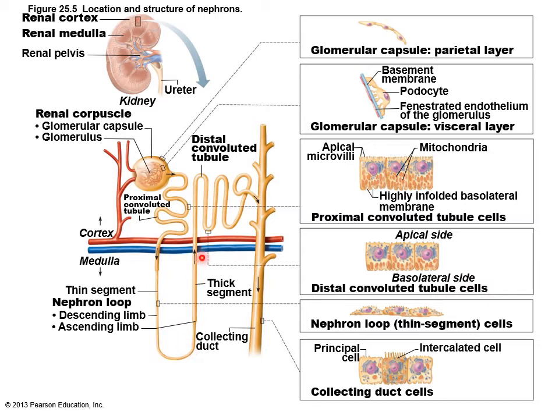This is the ascending loop of Henle. And then you have the distal convoluted tubule. And these drain into collecting ducts. Now if you remember, I told you that the collecting ducts all come together in the pyramids.